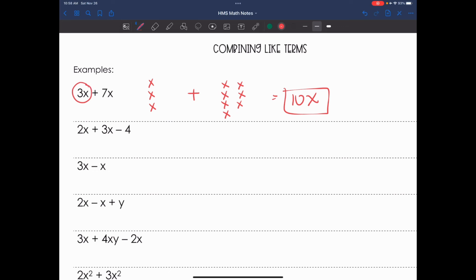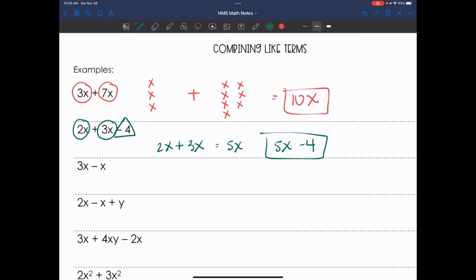I like to use the trick of circling, boxing, triangles, to identify my different terms that are in an expression or equation. You don't have to. Do whatever you want to do. So for example, here I have 2x plus 3x, and then I know that this negative 4 is different because there is no x on it. So I'm going to combine the 2 plus the 3, which equals 5x, and then just slap on that negative 4 at the end because I can't do anything with it. So my final answer is 5x minus 4.